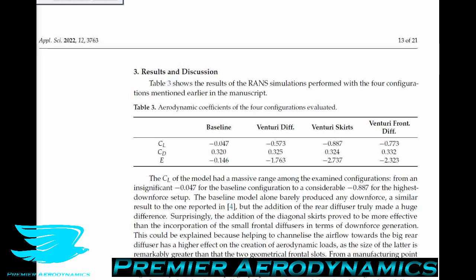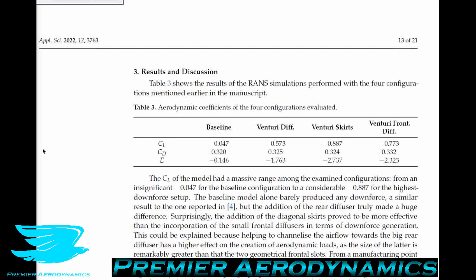So in table 3, we see the lift and drag coefficients and the lift drag ratio, also known as the efficiency E, of the car with different geometric setups. Without anything, the baseline car produces almost no lift. It's minus 0.05, which is probably within the error. The drag coefficient is 0.32.